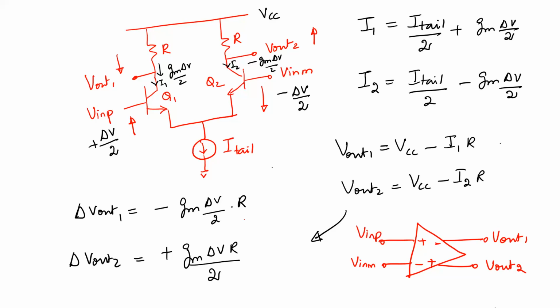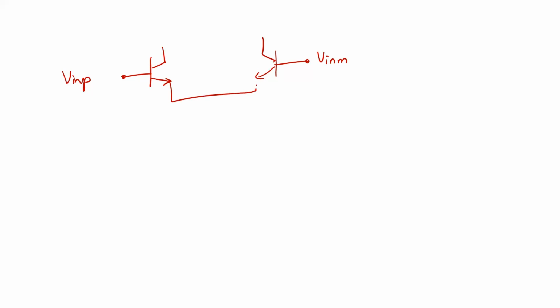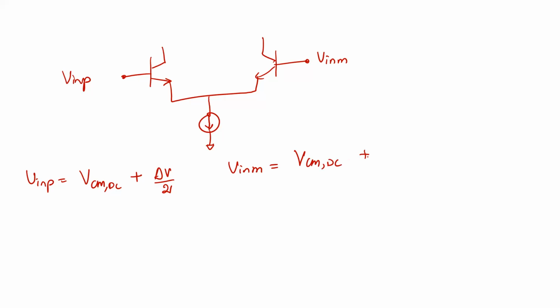Now let us go a little deeper into this circuit. One thing is this particular node P, the node P where the tail current source is connected. This node, we mentioned, does not respond to differential signals. The way to understand it is as follows. Let's say this is Vin P, this is Vin M. Now Vin P becomes the common mode DC voltage plus some delta V by 2, and Vin minus is basically the common mode DC voltage minus delta V by 2, right? This is how we have assumed our inputs to be.